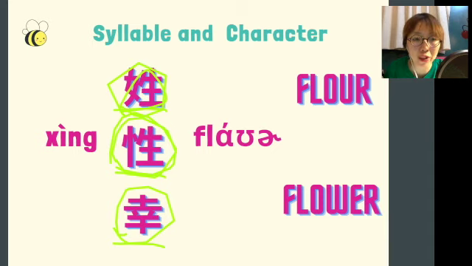Sometimes they share the same radical and have the exact same pronunciation with the exact same tone. Sometimes the tone is different. Sometimes the pronunciation is similar. You never know. This is just like in English, where you have two words with the same pronunciation, like flower and flour. But in English, it's not that common. In Chinese, it's everywhere. All in all, one syllable can have different characters, but one character usually has only one syllable. Not always. Maybe only 3 to 5% of Chinese characters have more than one syllable.